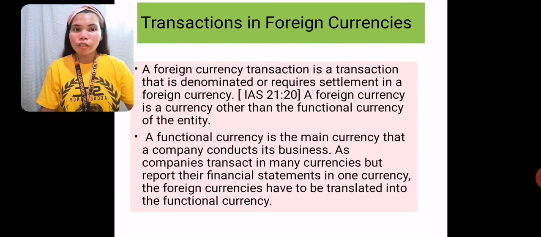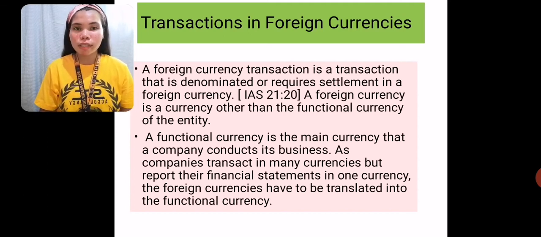A foreign currency transaction is a transaction that is denominated or requires settlement in a foreign currency. A foreign currency is a currency other than the functional currency of the entity. A functional currency is the main currency in which a company conducts its business, as companies transact in many currencies but report their financial statements in one currency. The foreign currencies have to be translated into the functional currency.